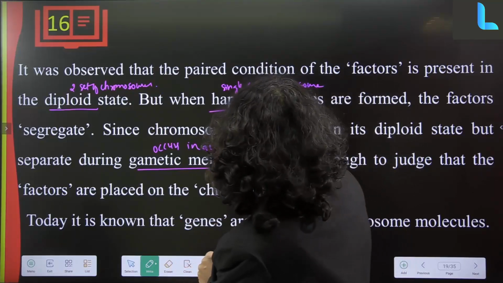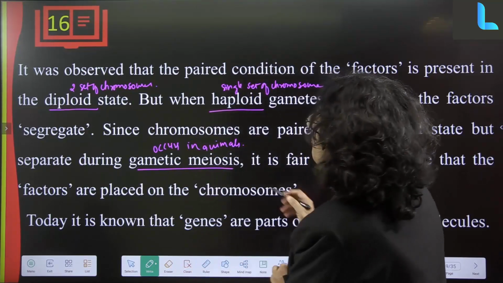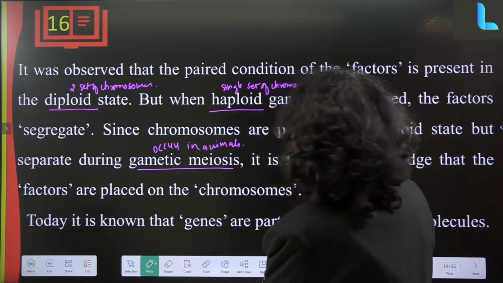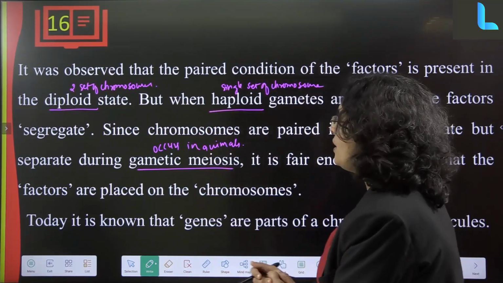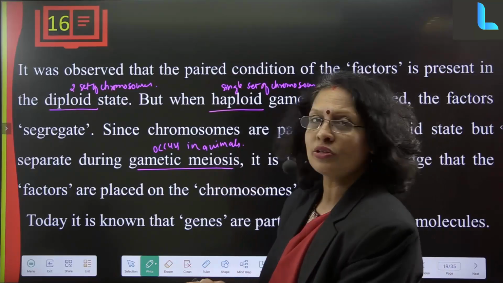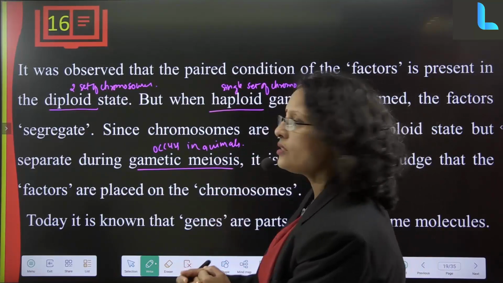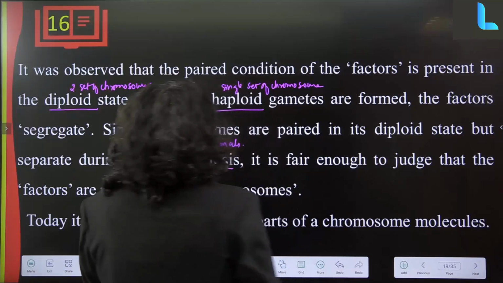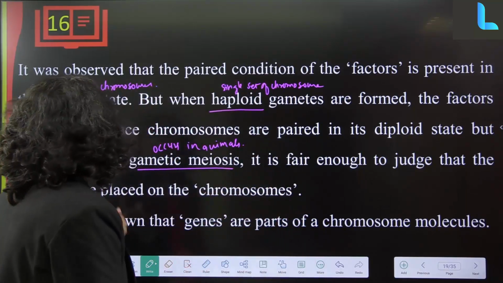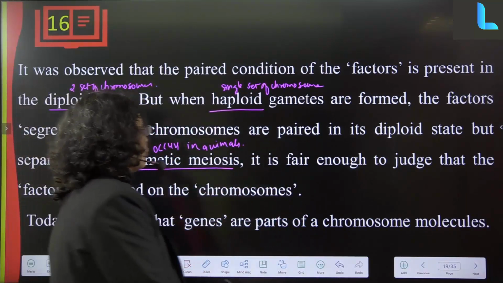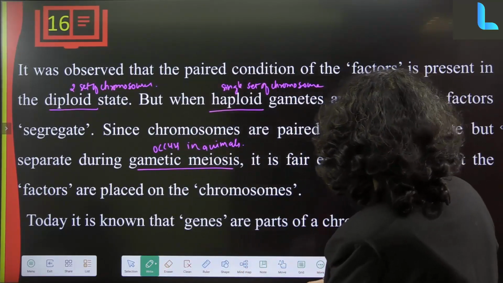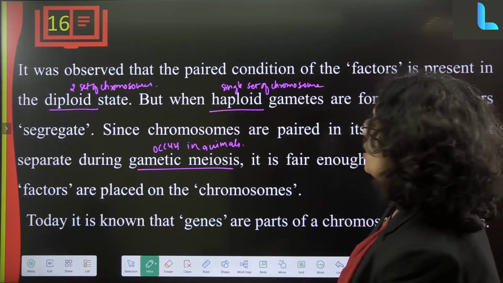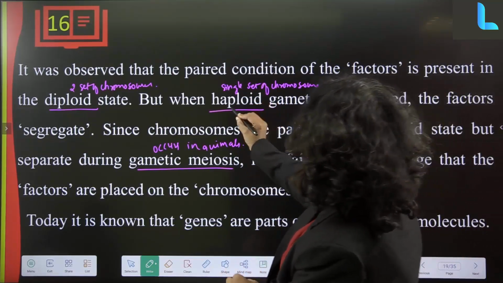But when haploid gametes are formed, the factors segregate, since chromosomes are paired in the diploid state but separate during gametic meiosis. What is gametic meiosis, which occurs in animals? It is fair enough to judge that the factors are placed on the chromosomes. Today it is known that genes are part of chromosome molecules. So are you understanding what we have studied here?